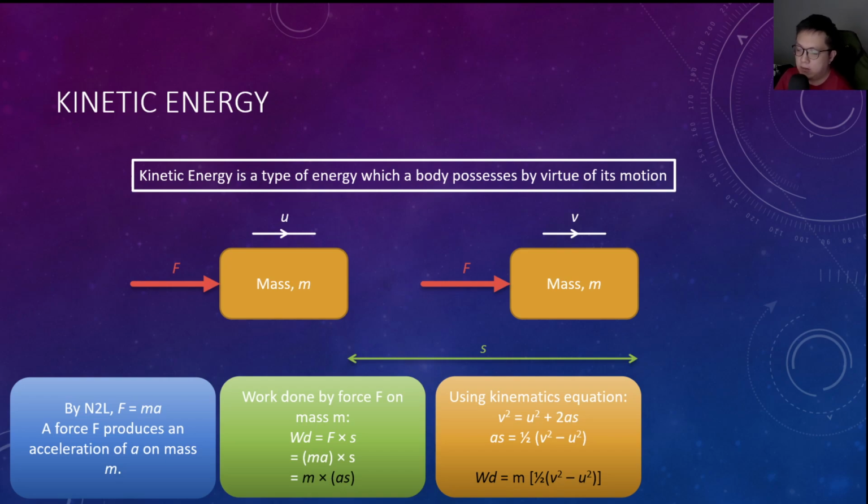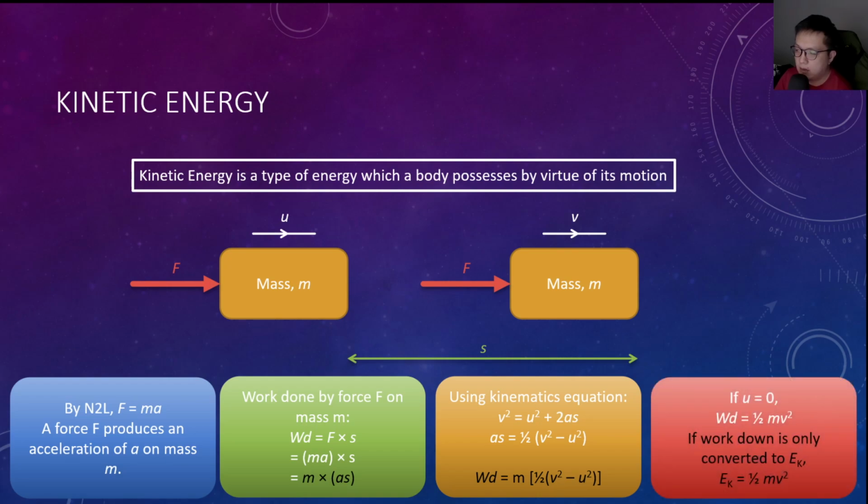So remember, work done will tell you also the change in energy as well. So if my u is 0, that means my initial velocity is 0, my work done equation will simplify to half mv squared. So if I make the assumption that all the work done by this force is converted into kinetic energy, therefore, the kinetic energy is equals to half mv squared. This is the formula that you are very familiar with. But right now you need to know how to derive this formula. So next let's move on.